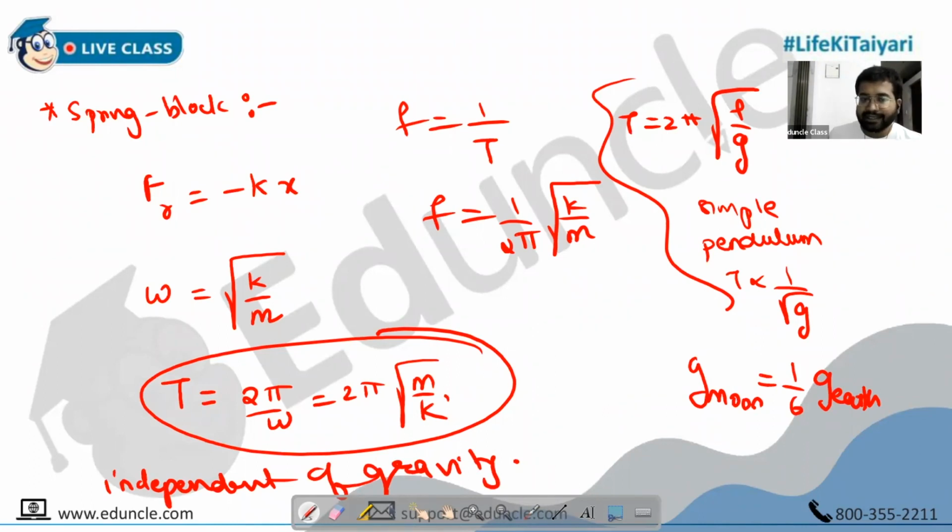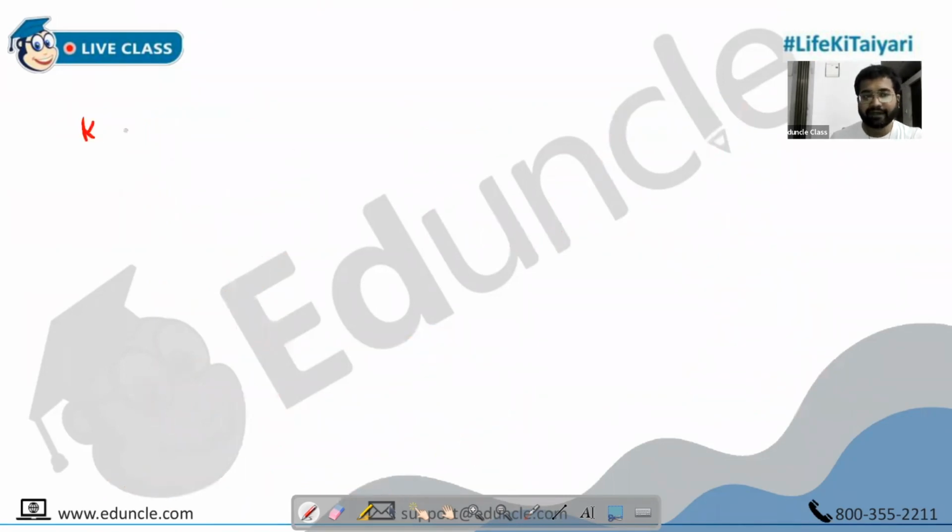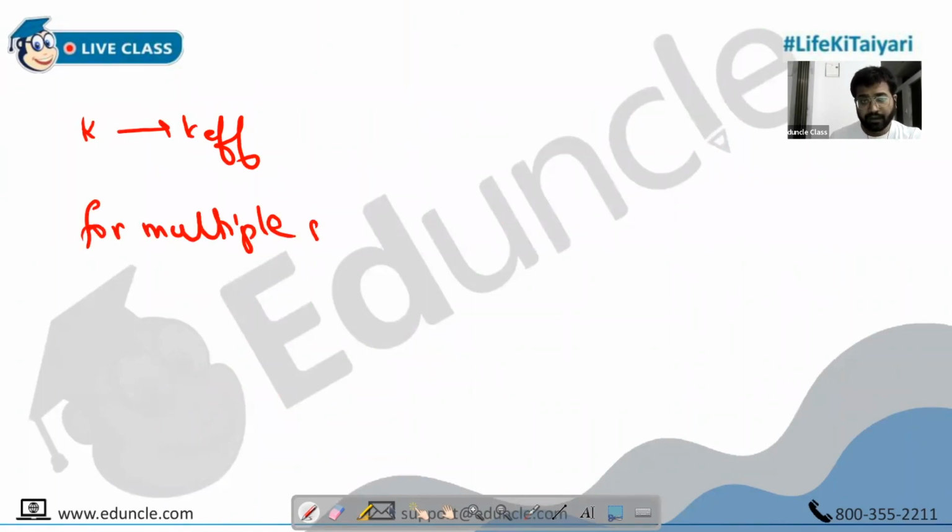Second is that this k, people, instead of k, you can have k effective too. If you are using 2 or more springs, the block will remain 1. You are not going to use multiple blocks. You will use only one block of mass m, but springs could be multiple. So in case of multiple springs, k will be replaced by k effective. In that case, the time period becomes 2 pi under root of m upon k effective.